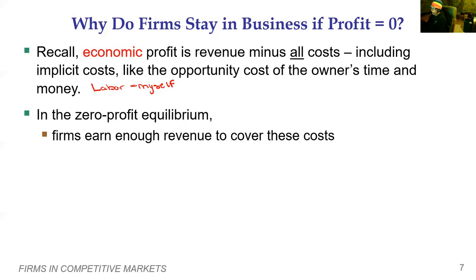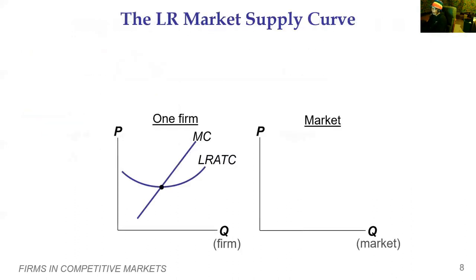Some firms don't. Some firms earn enough, and then accounting profit might be positive, which is kind of where I'm at in my business. So here we have one firm. Notice we are looking at the long run average total cost curve here for one firm, just one. Then we'll look at it for the market.